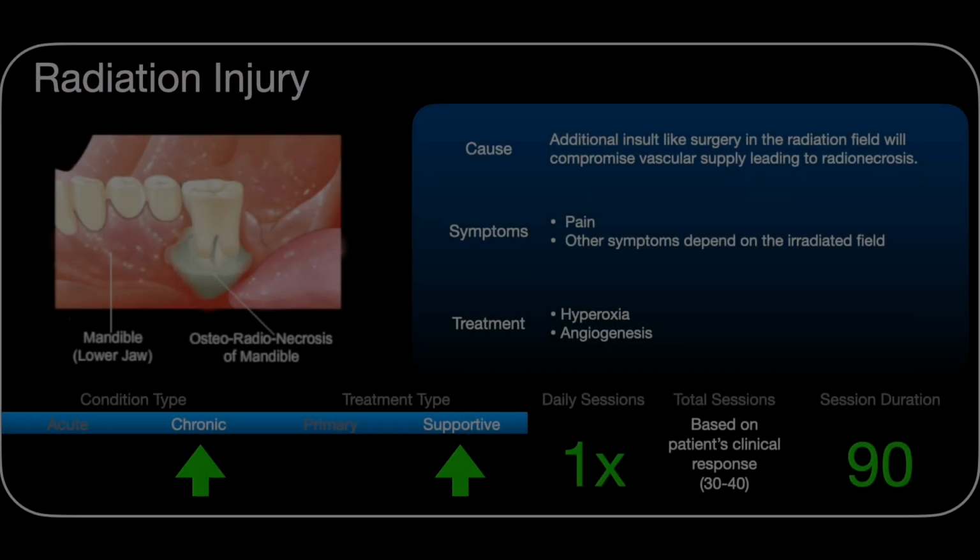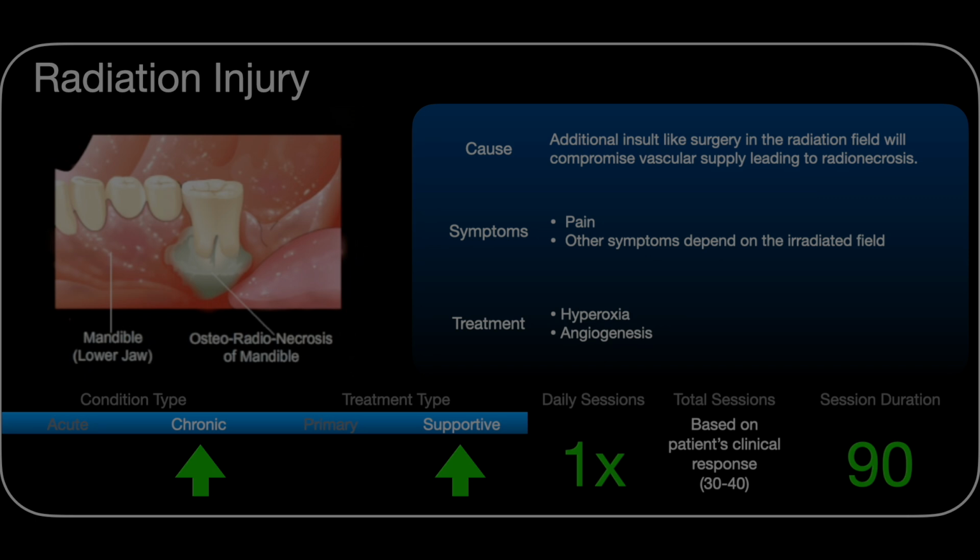Delayed radiation injury is considered a chronic condition. The use of hyperbaric oxygen therapy is considered a supportive treatment modality. The cause of radiation injury is because of radiation of a field with an additional insult like surgery, which then compromises the blood supply, leading to necrosis.